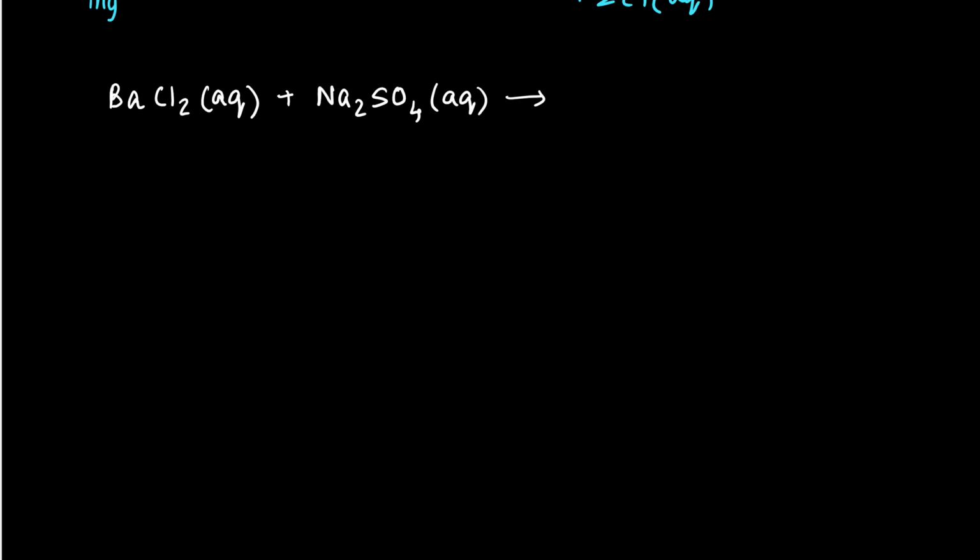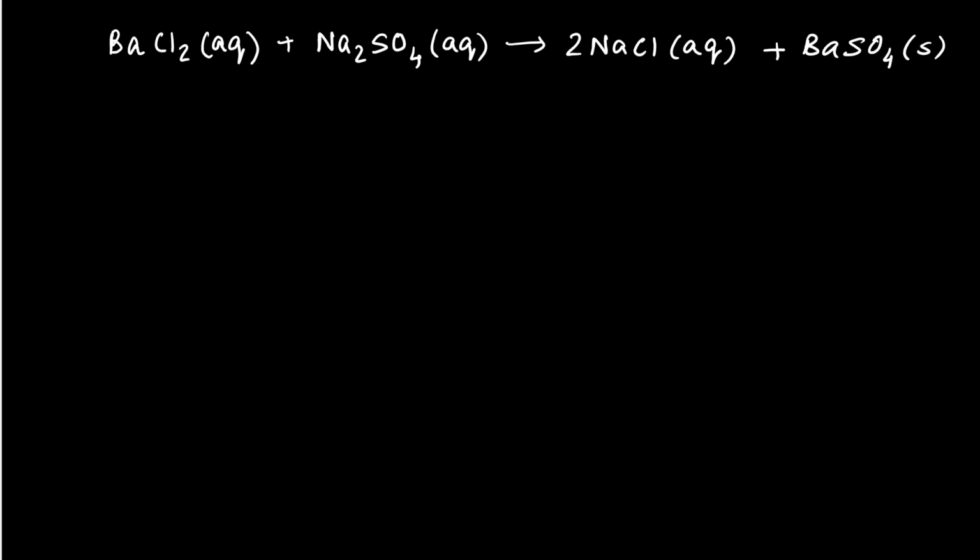get 2 NaCl aqueous plus BaSO4, and this is solid, right? So now I need to write this back into the ionic equation.